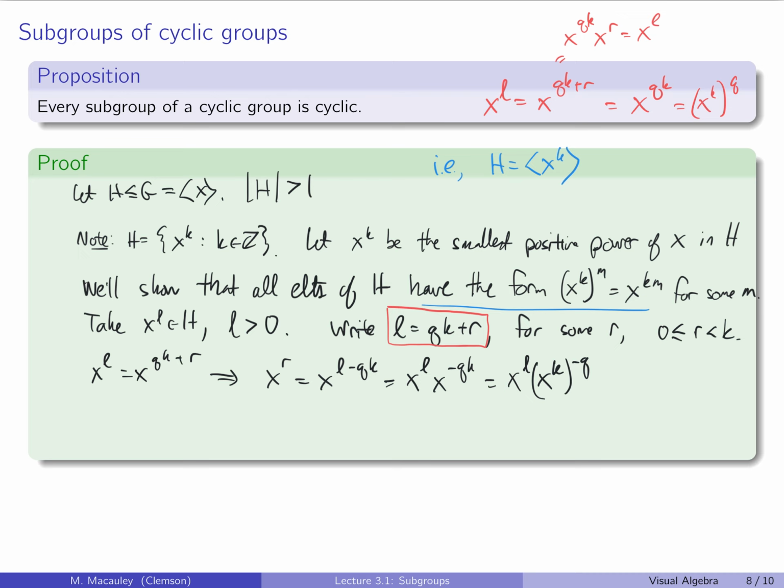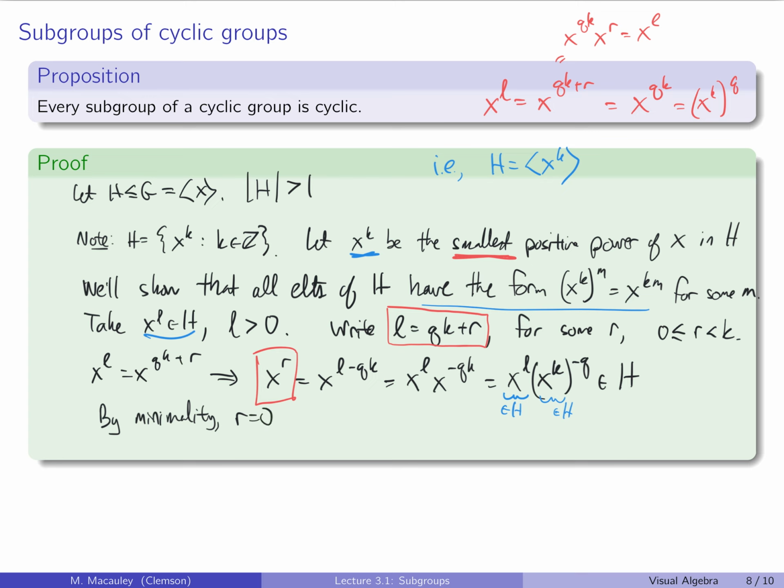Okay, so what have we just done? We know this thing is in H by definition, that's how we picked it. We know this thing is in H because we took something in there. So this product is in H by closure. And what is that product? That product is x^r. But we picked k to be minimal. k was the smallest positive power, and r is smaller than k, so it can't be positive, it's got to be 0. So by minimality, r equals 0, and that's exactly what we wanted to show.